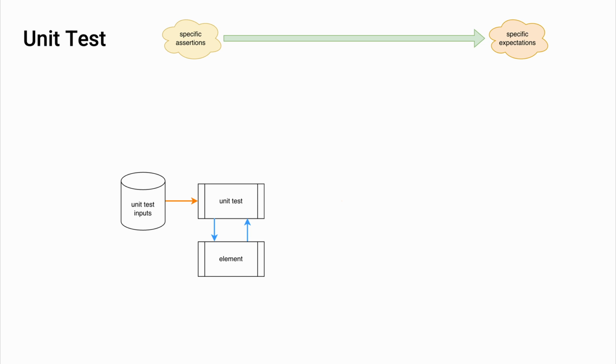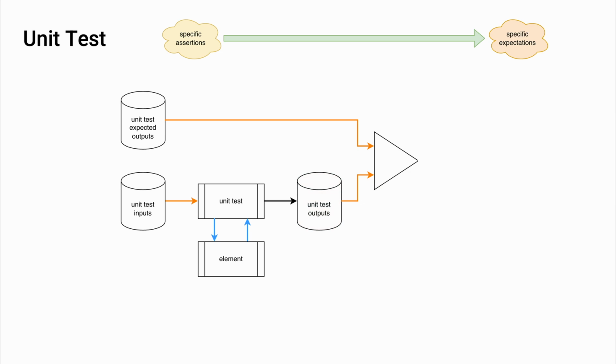The expectation is that the element is going to respond to the inputs and generate outputs. Additionally, we need to supply expected outputs. We're going to take both the expected outputs and the actual outputs, compare them, and produce a set of results.